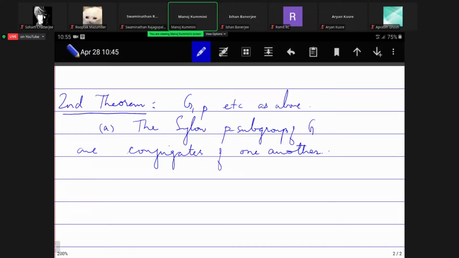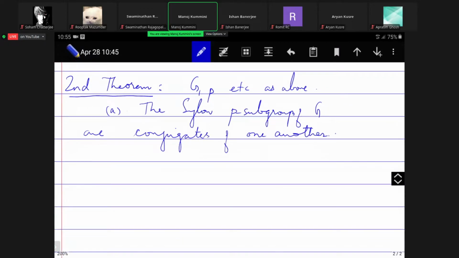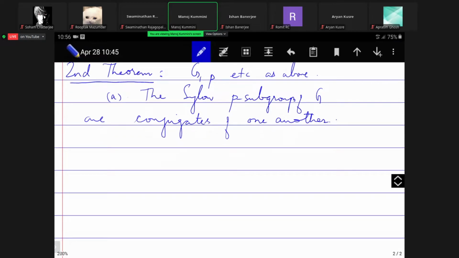Okay. So this does look like a strong statement. A priori, it's not very difficult to come up with examples where there are subgroups of the same order and they're not conjugates of each other, in an abelian group, for example. So this is a strong statement.